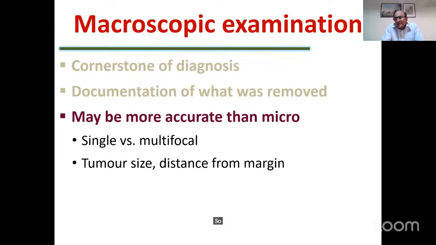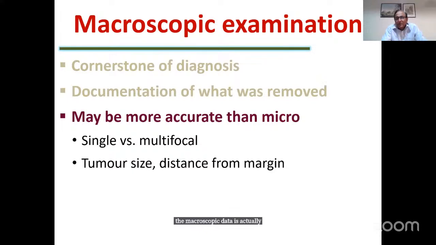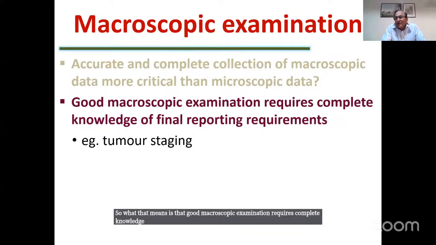Whether in a specimen there is one tumor or two tumors, you can't say that from microscopy. It is a macroscopic one. If a tumor is larger than the size in a slide, it is the macroscopic size that is important. Same way, the distance from the margin, if it is greater than what is on the slide, that becomes important. So in these situations, the macroscopic data is actually more accurate than the microscopic data. What that means is that good macroscopic examination requires complete knowledge of the final reporting requirements.